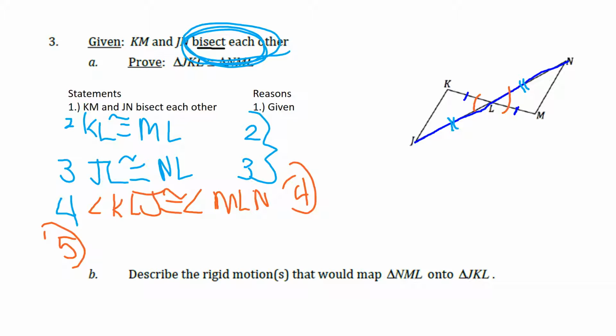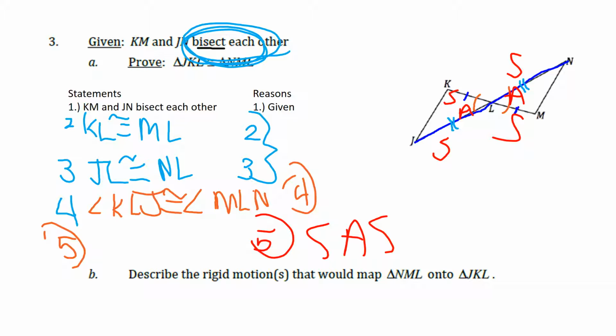Number 5, we're ready to say that our 2 triangles are congruent now. And so to say that our 2 triangles are congruent, we look at what we've proven. We've proven that a side, an angle, and a side are congruent to a side, an angle, and a side. So you're going to say your 2 triangles are congruent by side, angle, side. You fill in the blanks here. I'm leaving that for you to do.